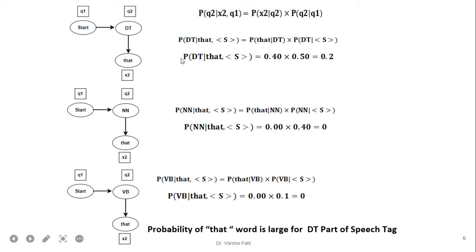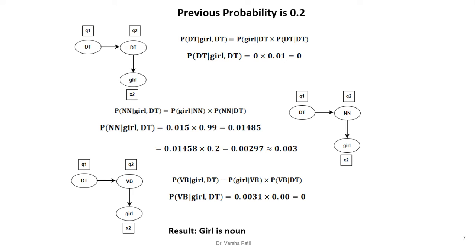Now here we can observe that for "that" as a determiner we are getting the probability 0.2, and here 0 and 0. It indicates that "that" is strongly a determiner with the probability 0.2, and the remaining probabilities are 0 for noun and verb. So what is the answer of this step? "That" is a determiner part of speech tag with the probability 0.2. Now we are carrying this 0.2 probability into the next subsequent steps.